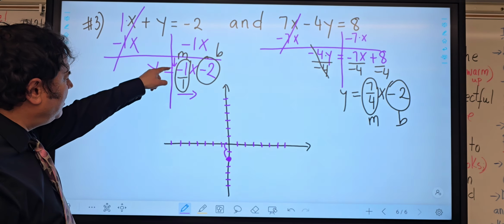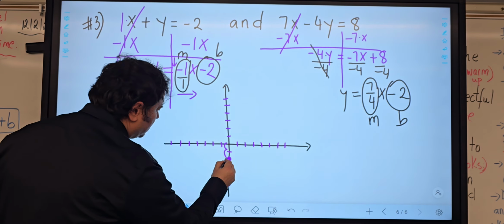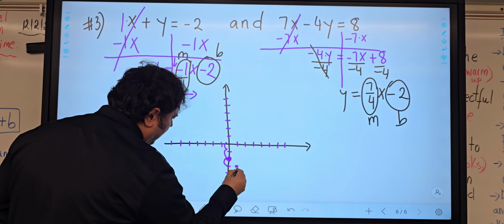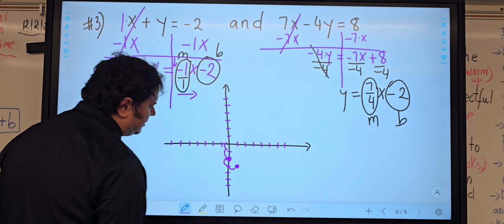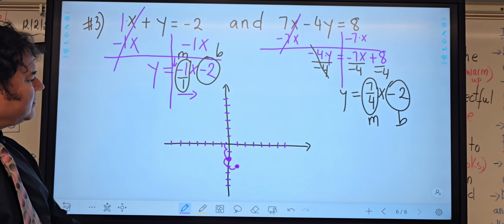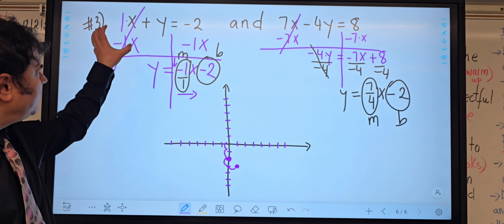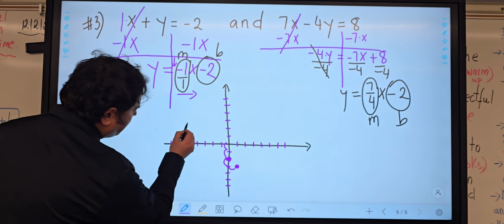So let's rise 1 unit down. So 1 down and then 1 unit to the right. And then we got the second dot. Finally, let's connect the dots for the first equation.